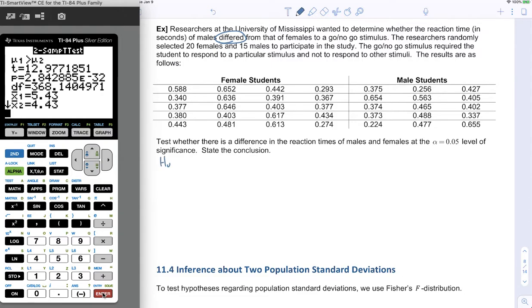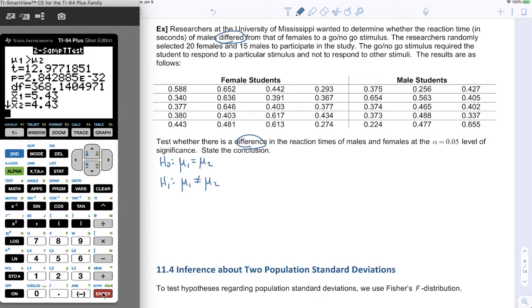H0 will always be the same, that there is no difference in the reaction times. So that mu1 is equal to mu2. And then H1, the hint is the word differed and difference, that the reaction times are somehow different, not giving whether or not we think one is slower or faster, just that the reaction times are different.